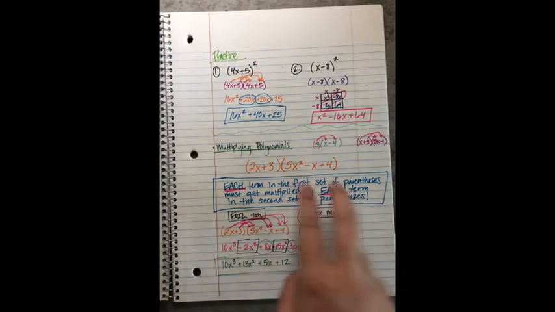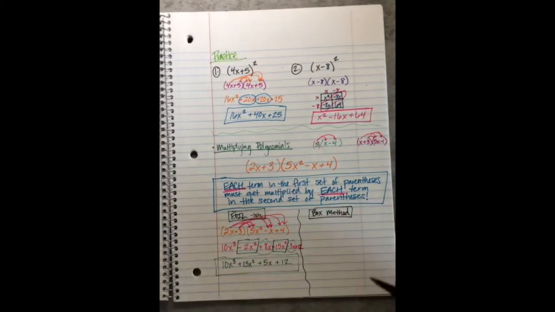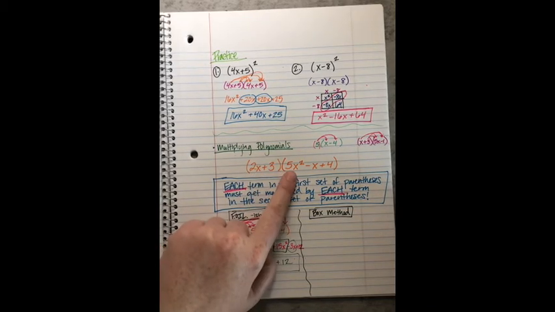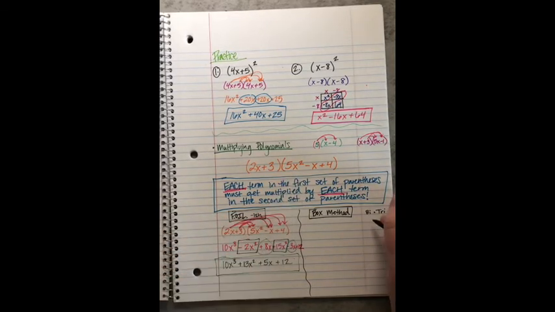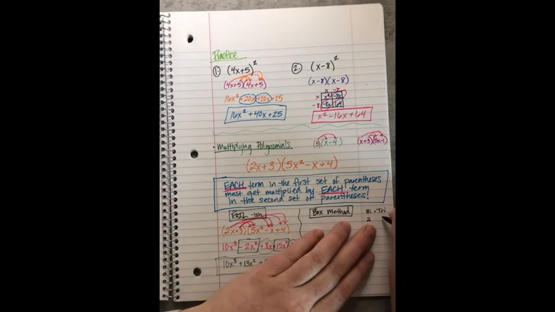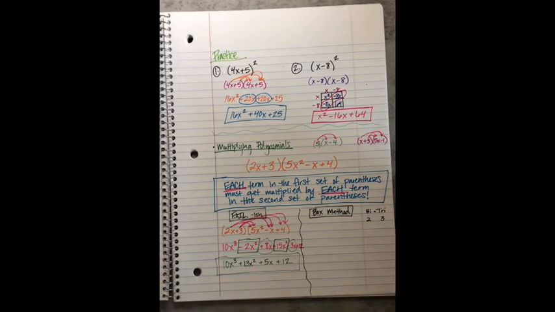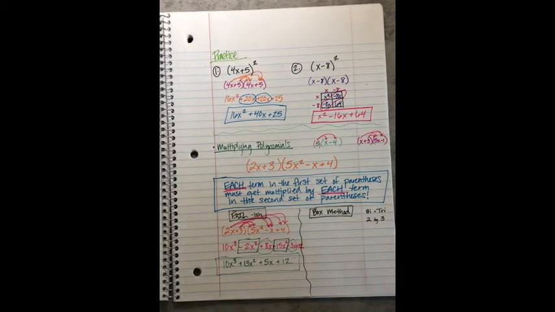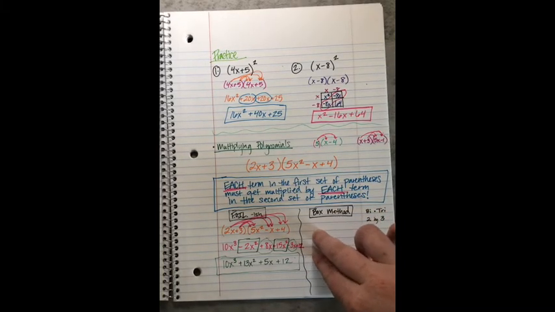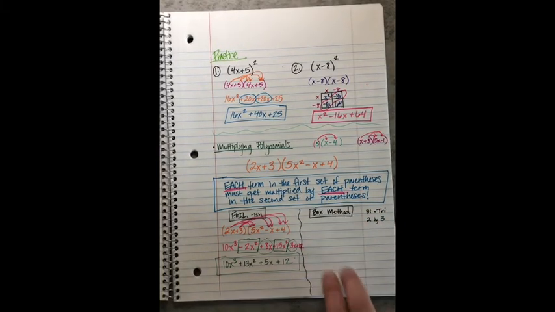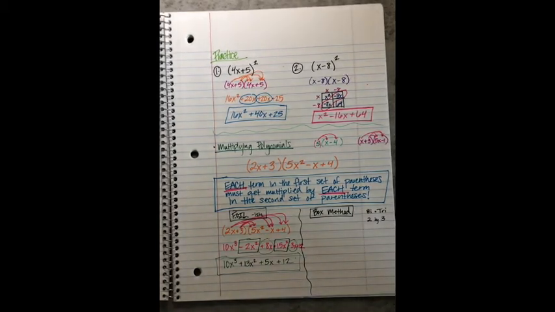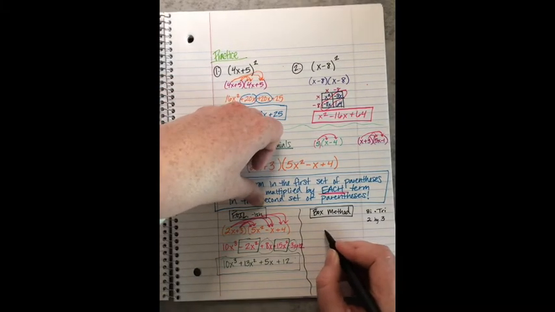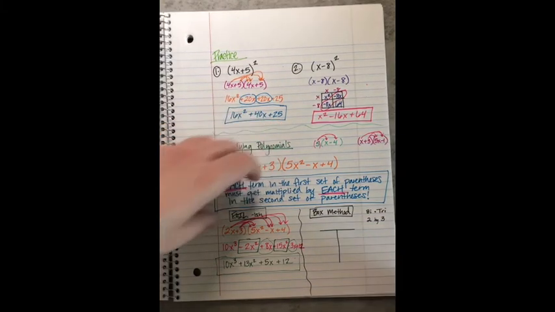Okay, now let's also do the same problem using the box method. What we have here is a binomial times a trinomial. We have 2 terms multiplied by 3 terms, which means you have to make a box that is 2 by 3. So you could do 2 rows by 3 columns, or you could do 2 columns by 3 rows. It doesn't really matter. I'm just going to put my binomial on top.